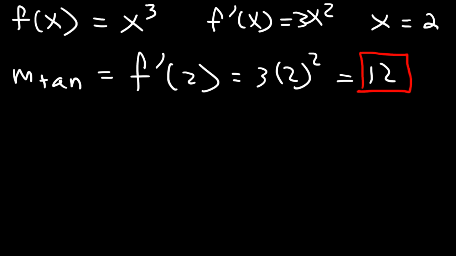So what does that mean? That means that as you travel 1 unit to the right, the curve will increase by a value of 12. So every time the x value increases by 1, the y value will increase by 12. So that's what a slope of 12 means.